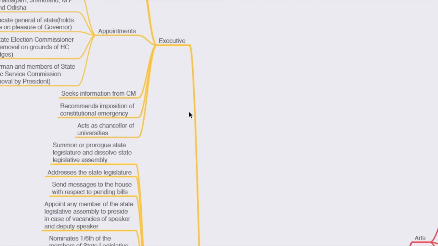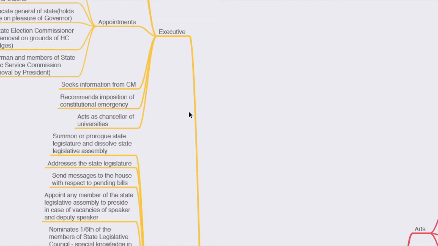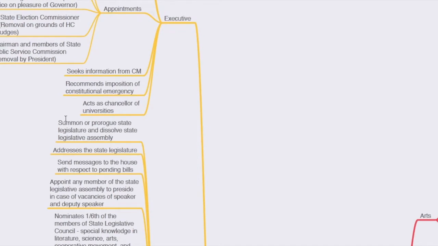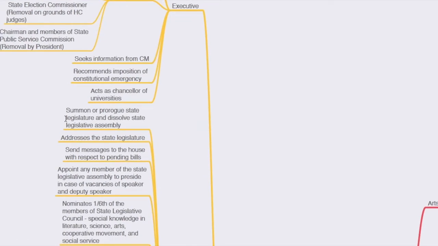Some other executive powers are, he can seek information from the chief minister. He recommends imposition of constitutional emergency under Article 356. He also acts as a chancellor of university. Do remember this point, the current controversy in state of Kerala was on this point. So it is one of the executive powers of the governor to act as a chancellor of universities.